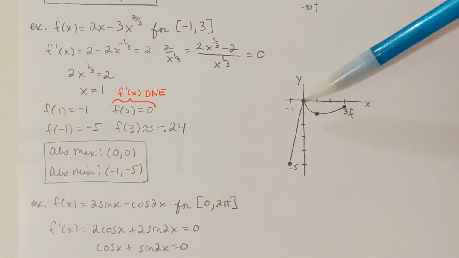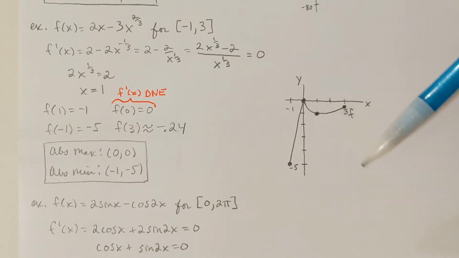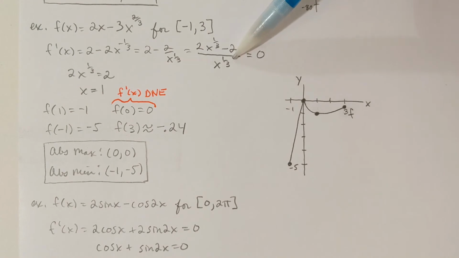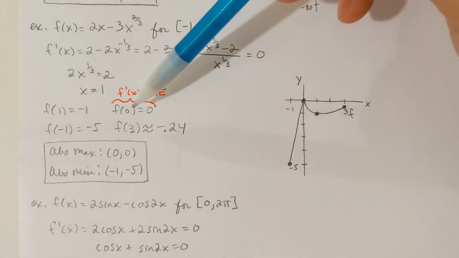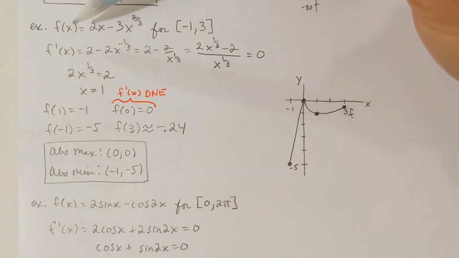There's going to be a sharp turn at 0, 0. How do I know that? Well, it's because you're not differentiable at 0, right? 0 is a problem for the derivative. 0 is not a problem for the original function, right? I can plug in 0 into f of x, there's no problem with that, but I know I can't divide by 0 with the derivative, so I'm not differentiable at 0.